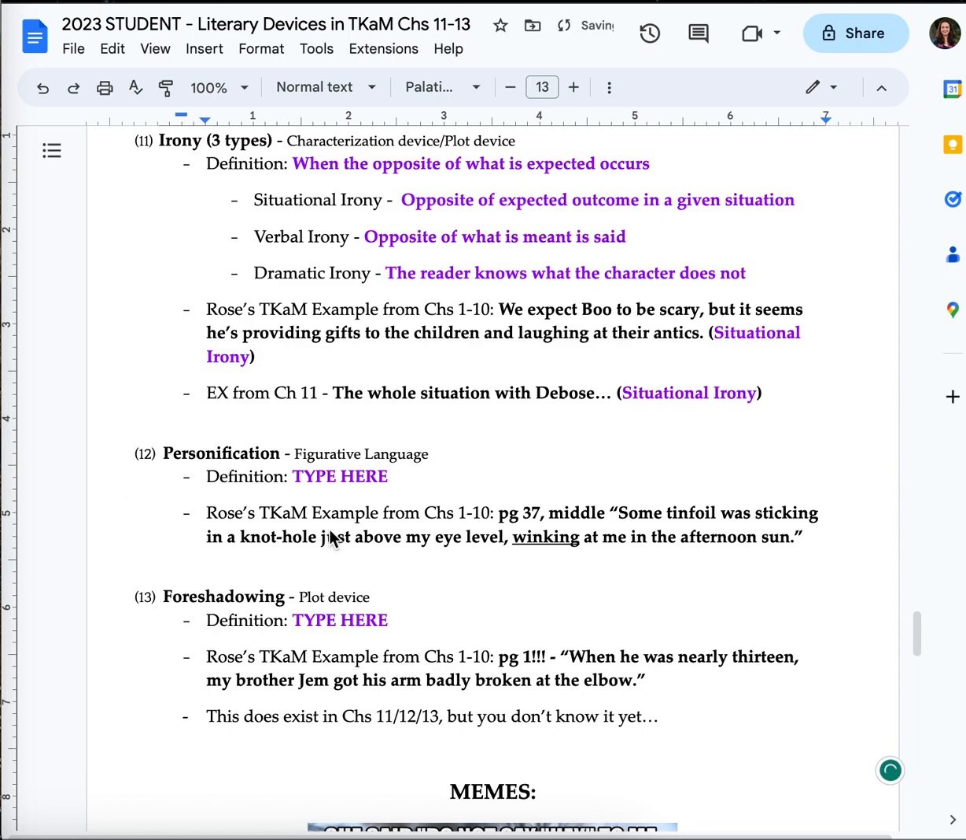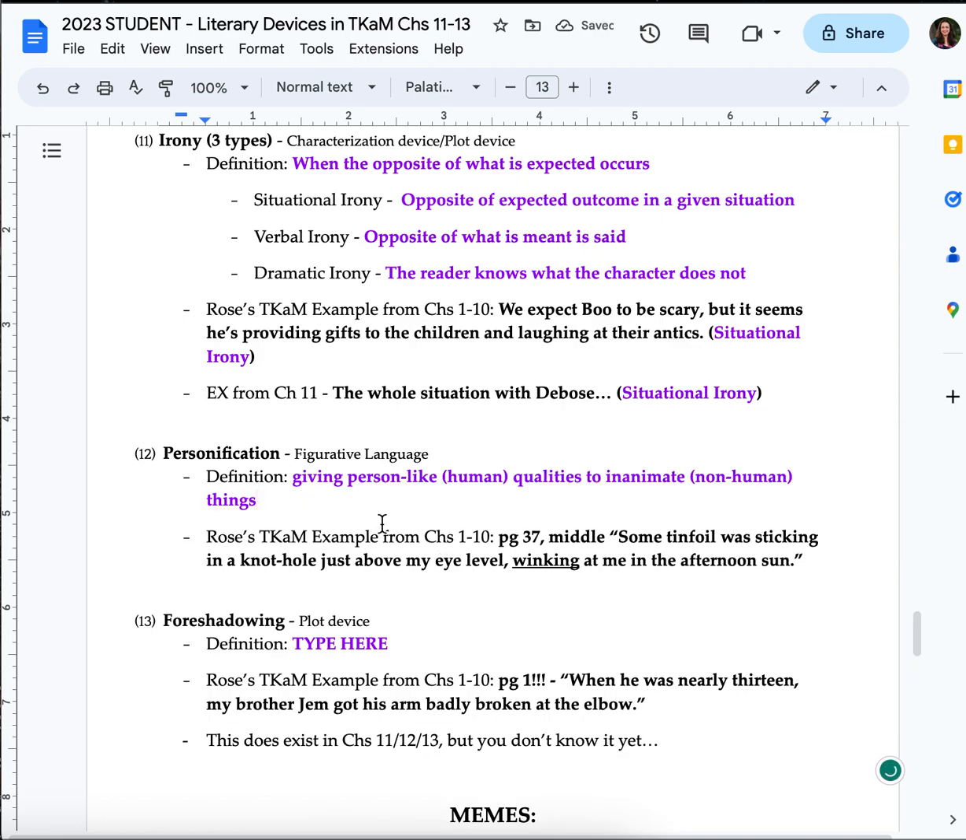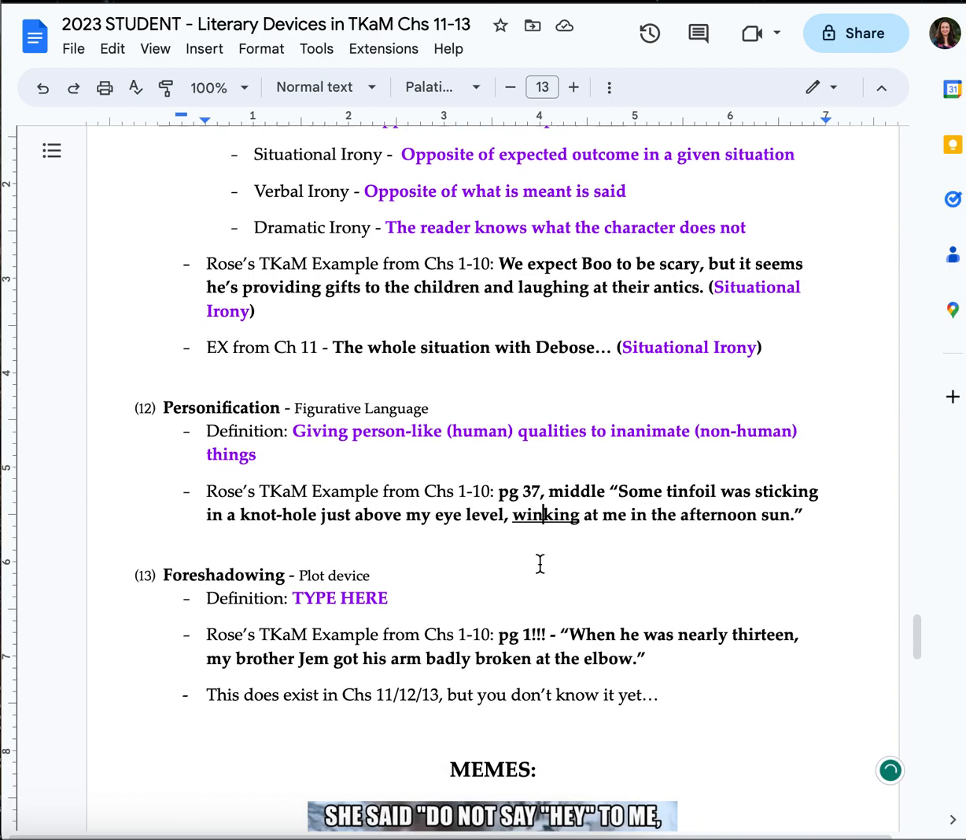Personification is what I like to say personification. I always wonder why kids can't remember what this one means. All right. It is giving person-like or human qualities to inanimate or non-human things. When things are spoken about as people, they are personified. So my example is here that the tinfoil was sticking out of the knothole just above eye level, winking at Scout in the sun. Tinfoil does not wink.